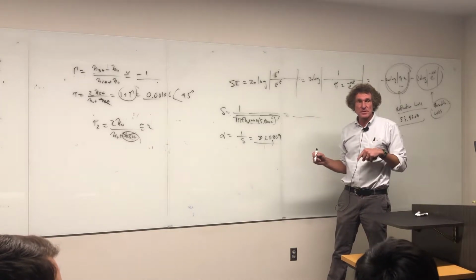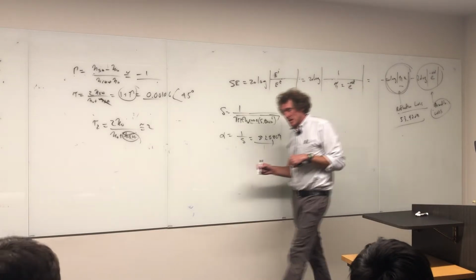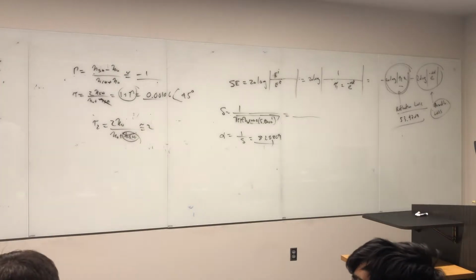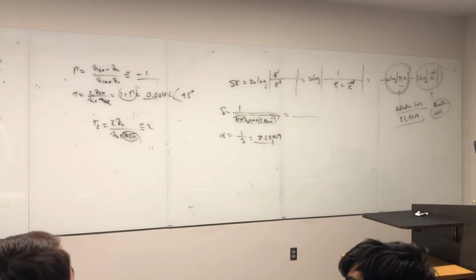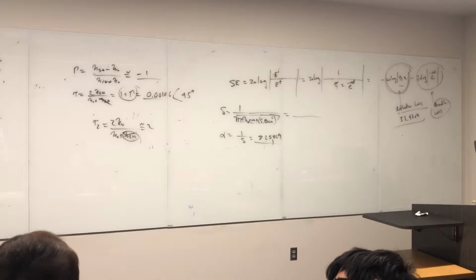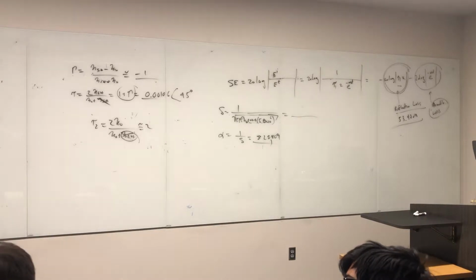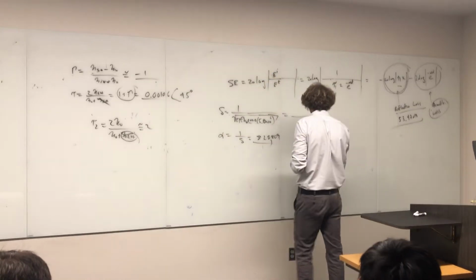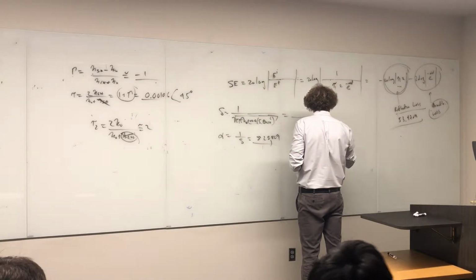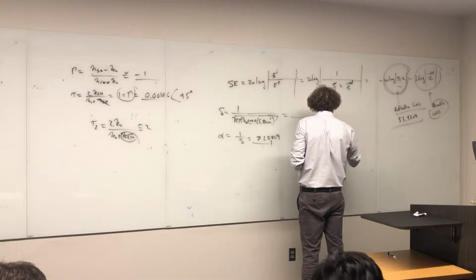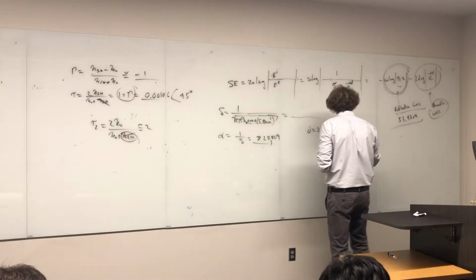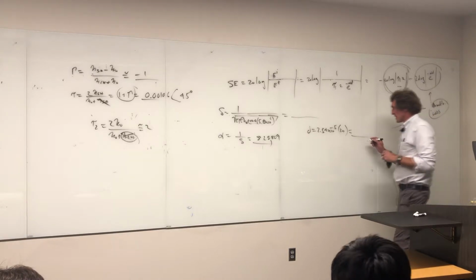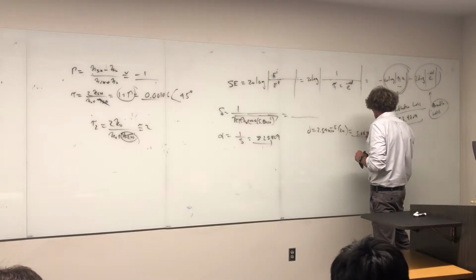Now, D is in mils. So we have to multiply that by what? 2.54 times 10 to the minus 5, right? Was it 20 mils? 20 mils. So therefore, the actual D you want to use is 2.54 times 10 to the minus 5 times 20 mils, and that will be in meters. 5.08 times 10 to the negative 4.